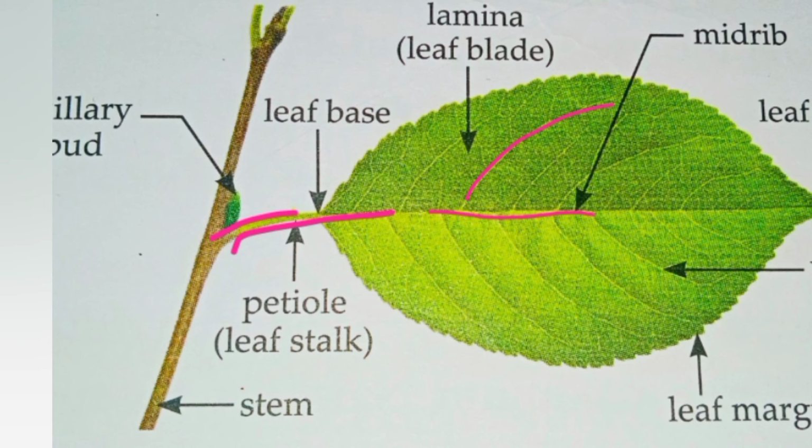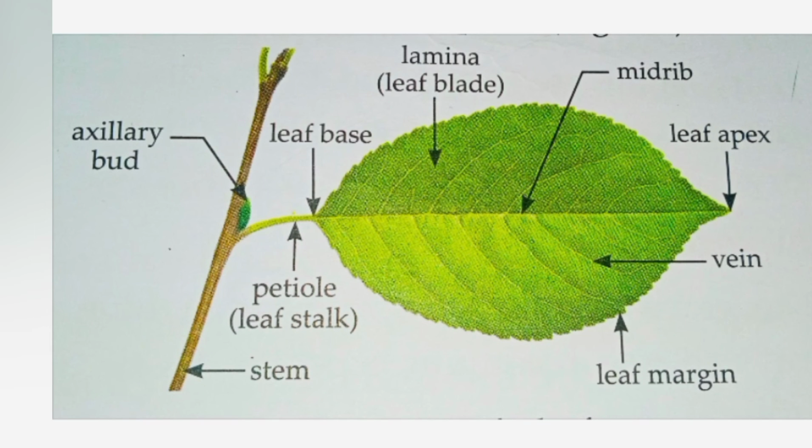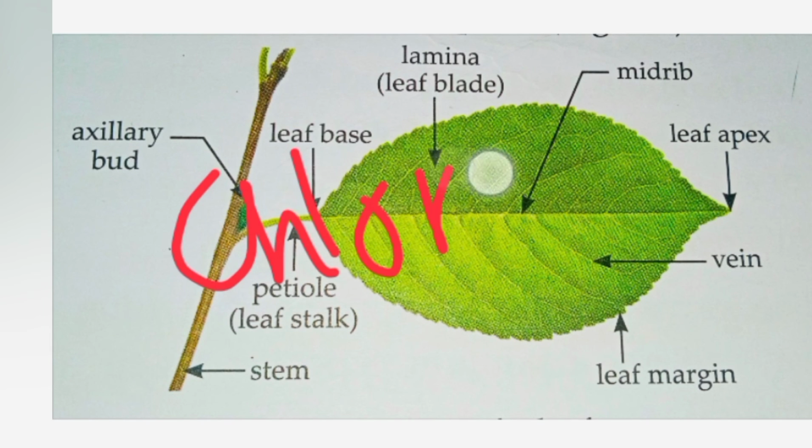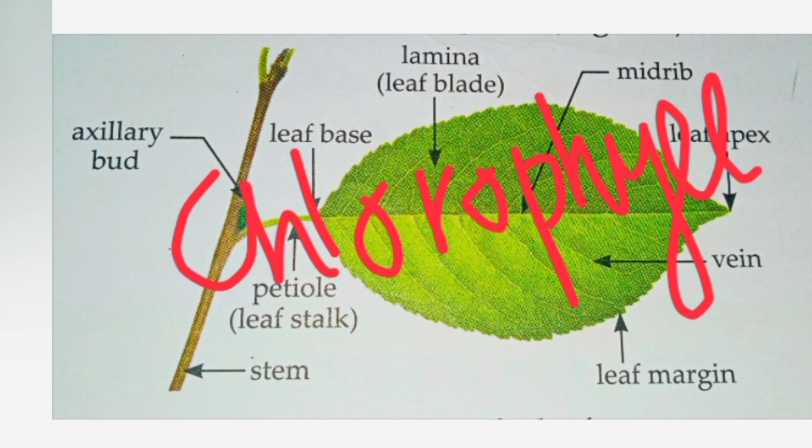Have you ever wondered why the color of the leaf is green? Leaves contain a pigment which is known as chlorophyll. Yup, it is known as chlorophyll. Leaves contain a pigment called chlorophyll, and this chlorophyll gives the leaf its green color, and that is why the leaves appear to be green in color.